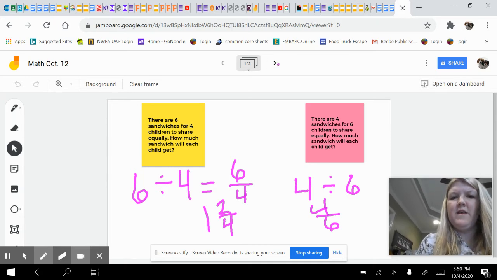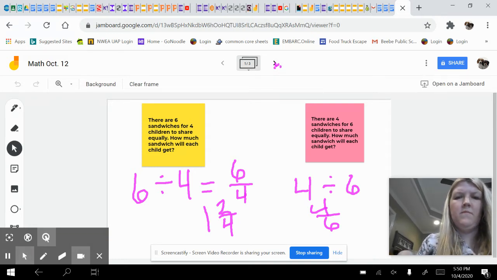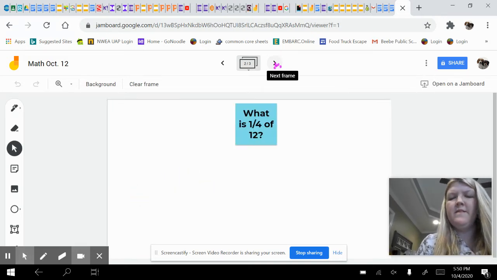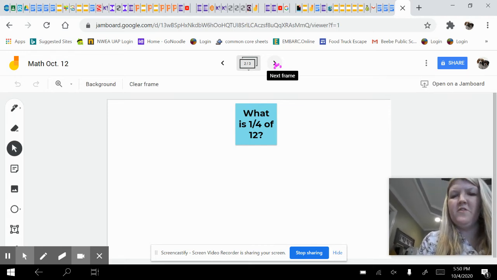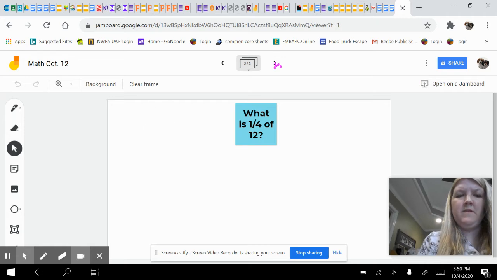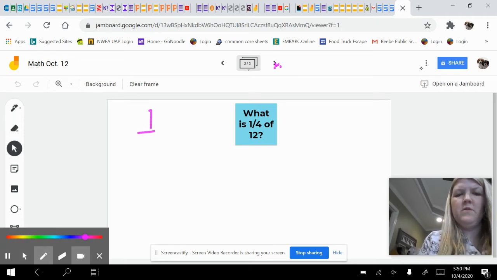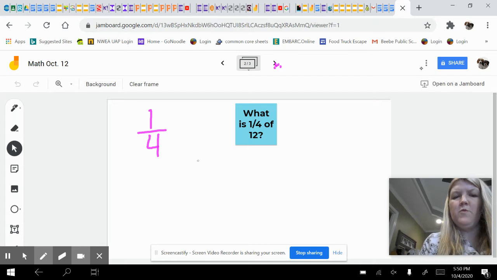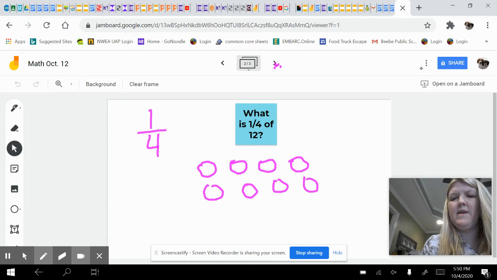Now let's look at another type of problem. And so this time we've got, what is 1/4 of 12? So I'm going to draw a picture to start out with this. I'm going to draw 12 objects. And because I'm wanting 1/4 of those objects, I'm going to have groups of four. So I've got one, two, three, four, and then five, six, seven, eight.